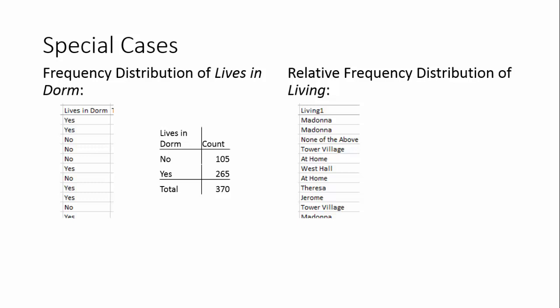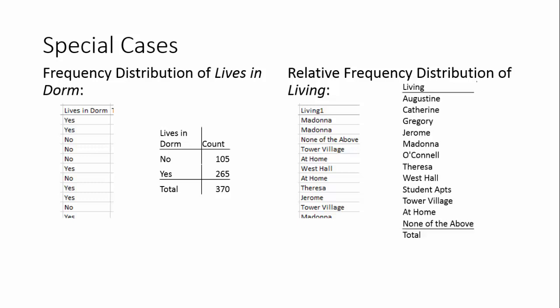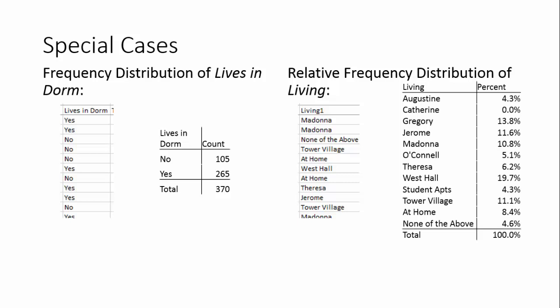And so I look at the question, it's relative frequency distribution of living. So the first thing I need to do is establish all the possible answers. So you see Augustine, Catherine, Gregory, Jerome, Madonna, so forth and so on, right? And then because it's asking for a relative frequency, what I'll do is calculate what percentage said they live in Augustine, what percentage said they live in Catherine, so forth and so on. So there's my percentages. Okay.